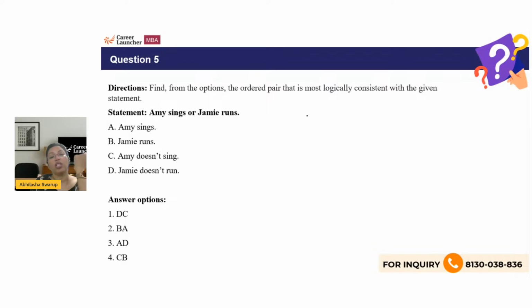All right. So this is again or. So Amy does not sing, which is C. Jamie runs will be B. The other one will be Jamie does not run, D. Amy sings, A. So CB and DA, CB is given here. That's your correct answer.